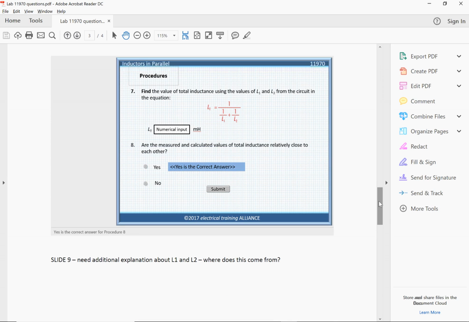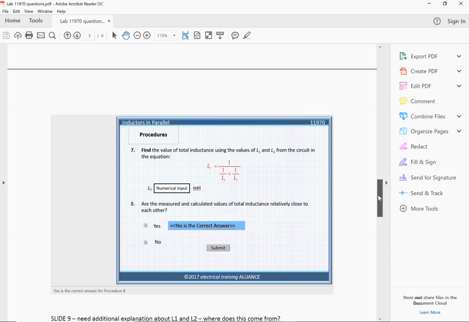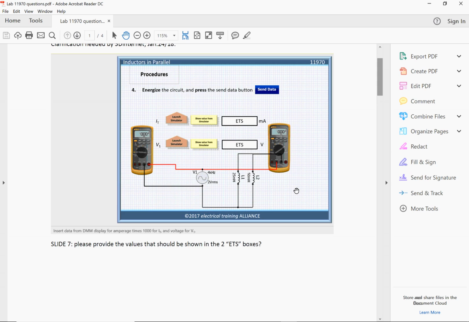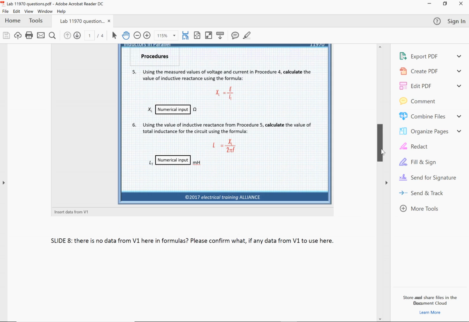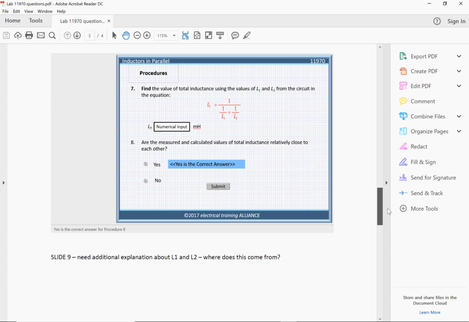After that, they were supposed to be using the two values from the original lab. I guess I can just pull up at the top here. L1 and L2 used in that circuit is this 25 millihenry inductor and this 50 millihenry inductor. So that is from the two values of inductance.